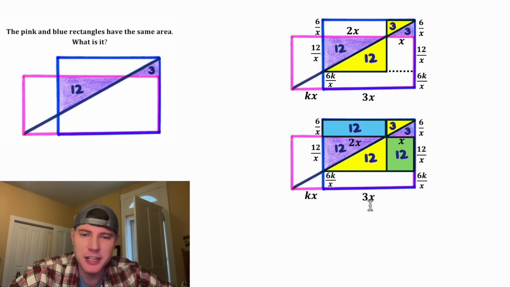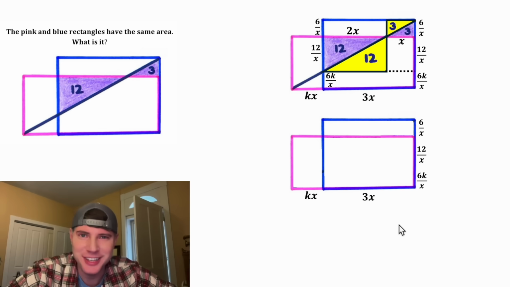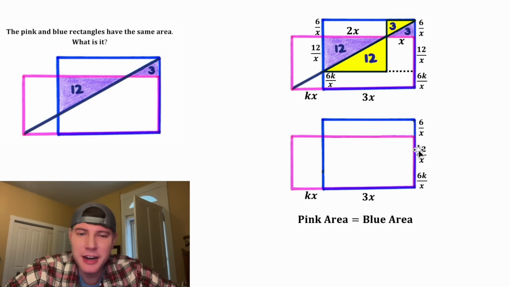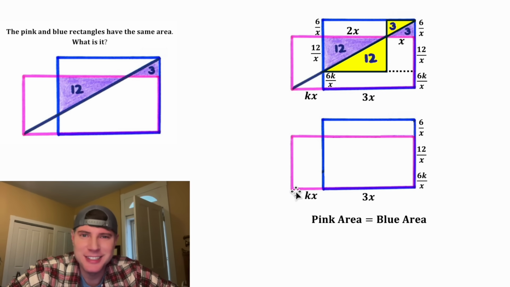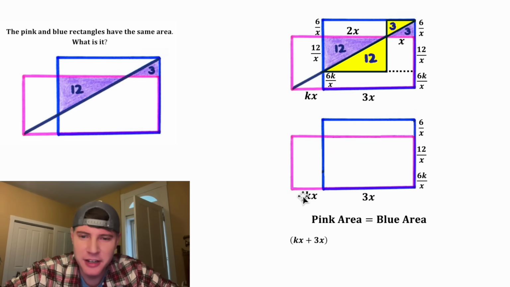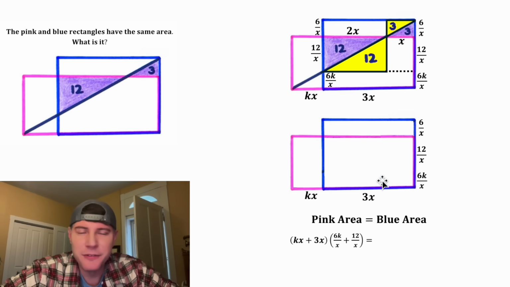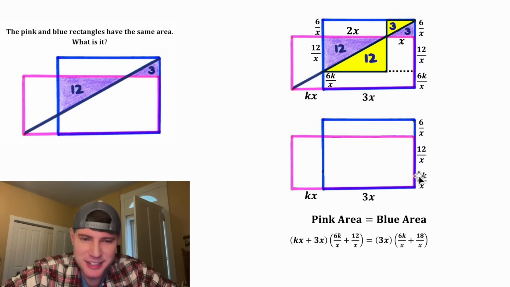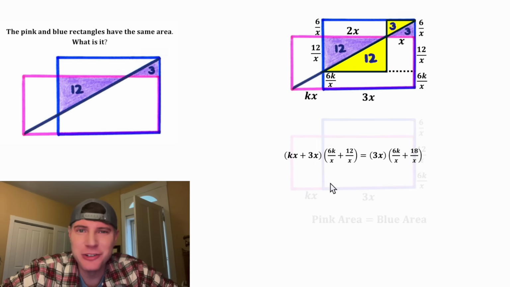Let's copy it down here and focus on our two rectangles. We were given that the pink area is equal to the blue area. So let's see if we can do anything with that. Each of these are going to be base times height. The base of the pink area is kx plus 3x, and the height is 6k over x plus 12 over x. And then for the blue area, the base is 3x, and the height is 6k over x plus 18 over x. And now let's see if we can do anything with this.